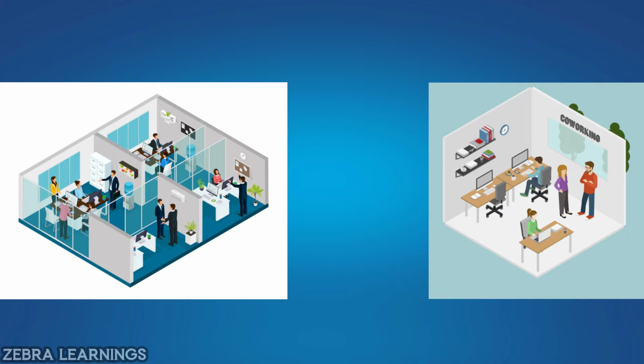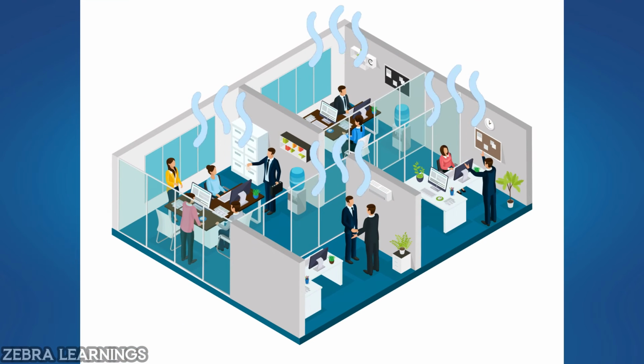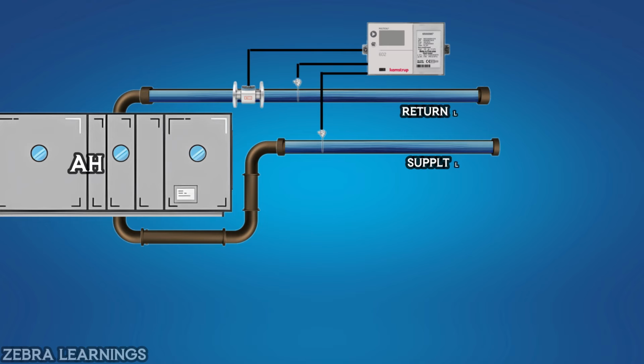Now, let's take 2 offices, namely Office 1 and Office 2. Office 1 has full employees and Office 2 has very few employees. Now let's know how much billing is coming to both offices through BTU meter. As there are many employees in Office 1, a lot of heat will be generated there. Chilled water takes all that heat, so the temperature of chilled water increases.